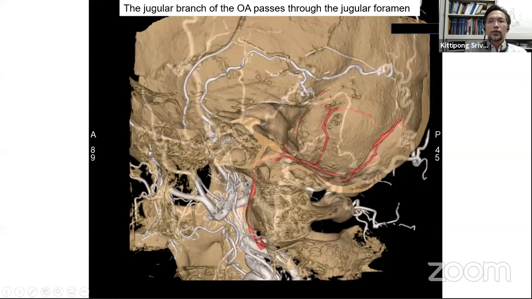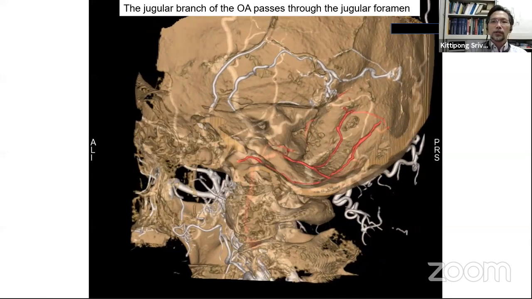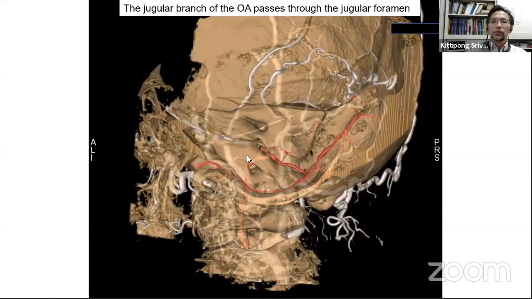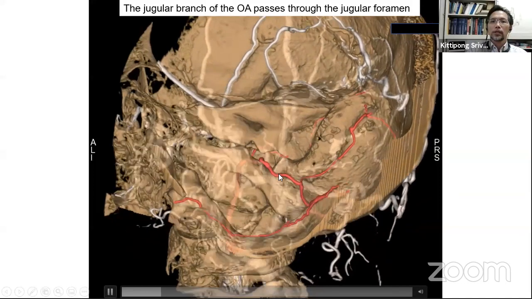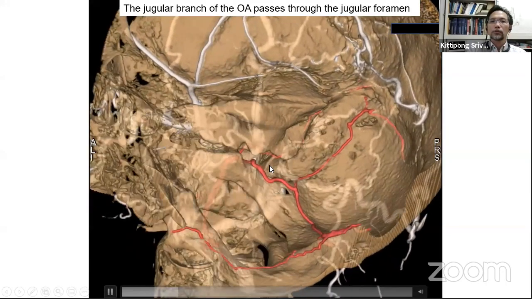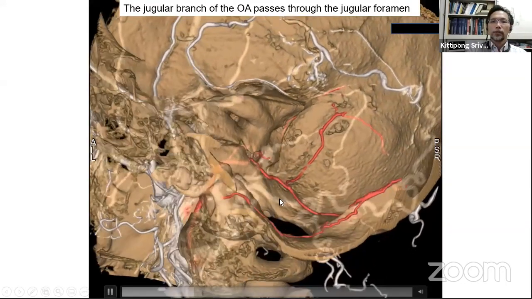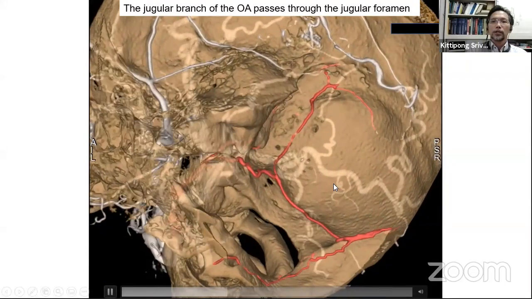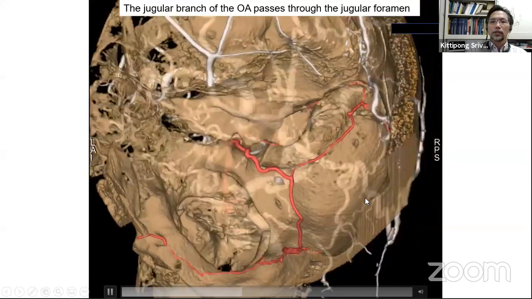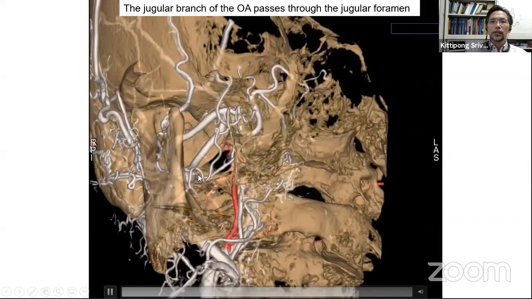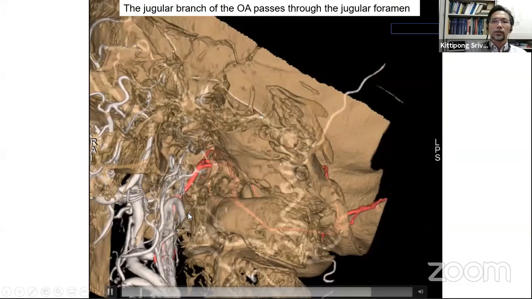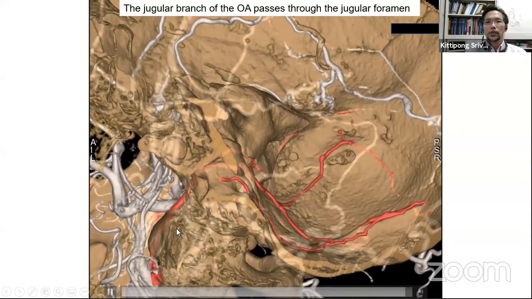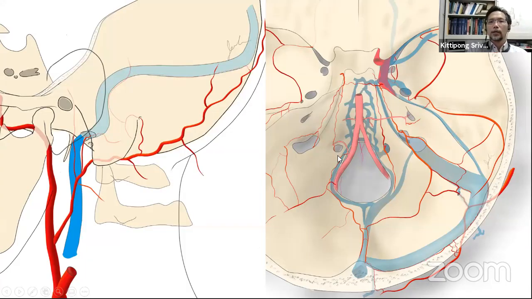Okay, again in 3D to help you get the three-dimensional concept of this thing. So this is the jugular foramen. Okay, you can see the artery coming to join the posterior fossa. Here there are two branches, medial branch and lateral branch, and you can see it's arising from the occipital artery over here. Maybe it's turning too quick. Okay, I think you get the idea. Again, in a drawing, the same concept.